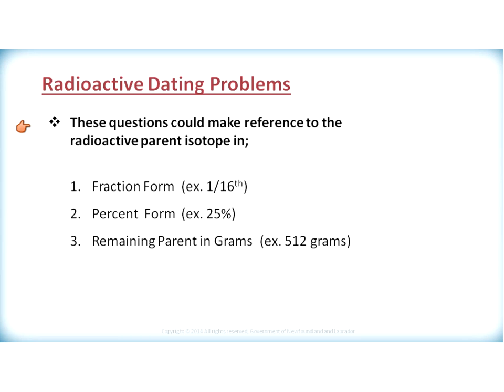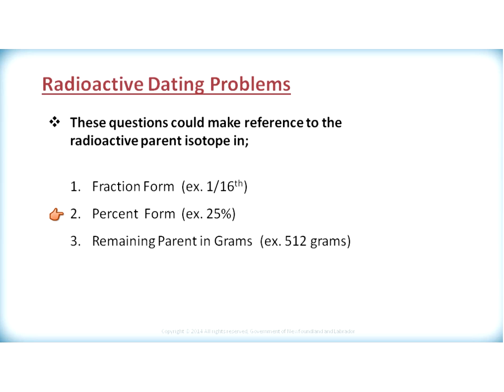When we look at radioactive dating problems, these questions can make reference to the radioactive parent isotope in 3 different forms. First form is we can look at the fraction of radioactive parent compared to the stable daughter product. In this case, for example, we have 1/16 of the radioactive parent left. 1/16 would mean it went through 4 different half-lives, and only 1 part out of 16 parts is actually radioactive parent.